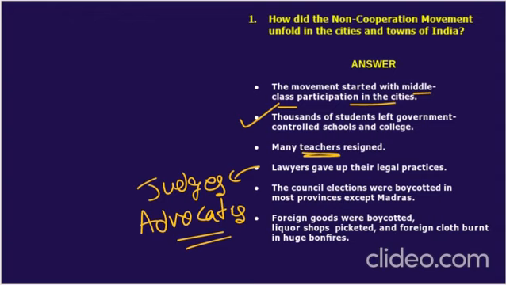After that, the council elections that were being held were boycotted, meaning they said no, we are not going to do any council elections, except in Madras. Except Madras, everywhere the council elections were boycotted. And at the end, foreign goods as well as foreign clothes were burnt in huge bonfires in the middle of the streets. Even the liquor shops were picketed. So, this is our first answer.